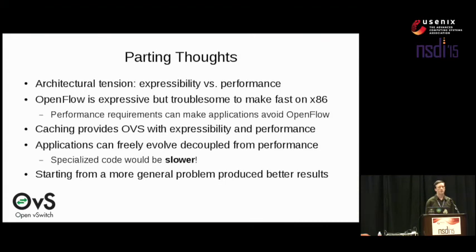So in summary, we started from a very general purpose problem of making complex OpenFlow tables fast, and produced what is, in my opinion, better results than if, say, we had started out just deciding to write a specific switch that implemented, say, what NVP needed.